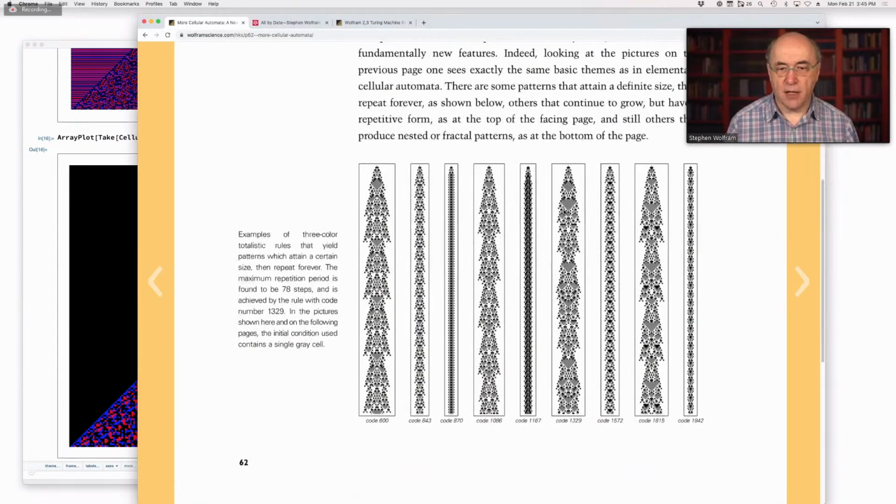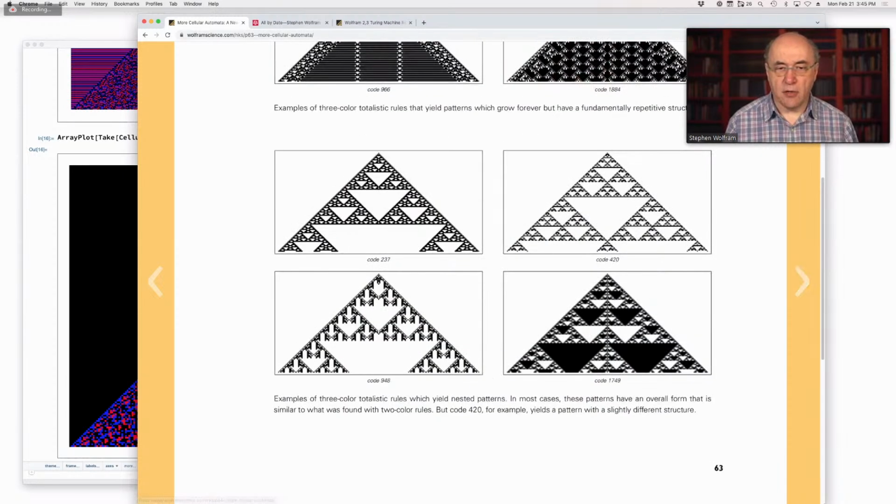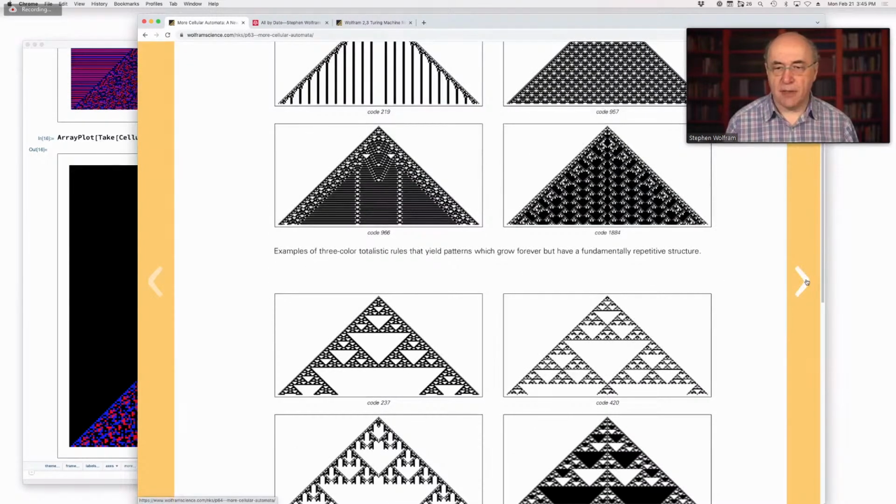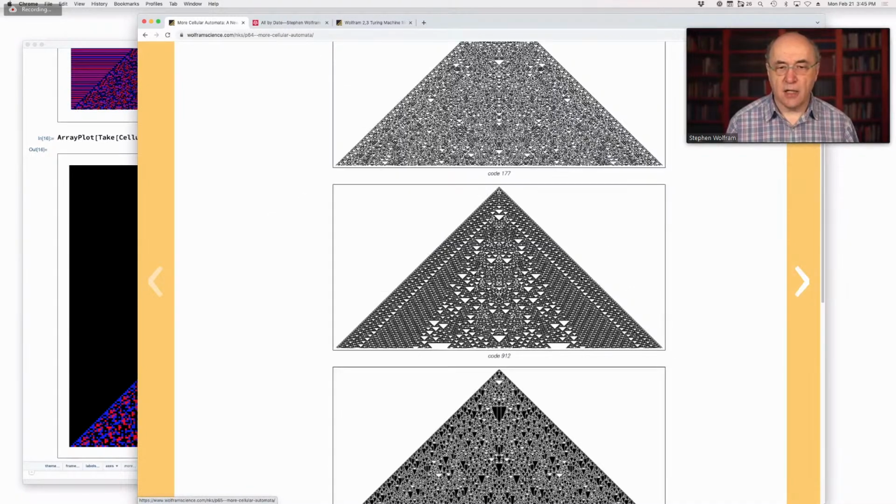complicated structure, which has some long period here. I vaguely remember period 48, but that might be wrong. Okay, so these are just some examples of things that happen, and yet more.